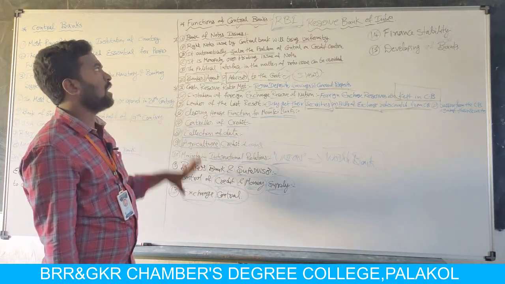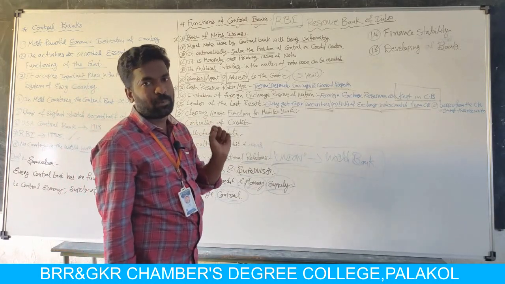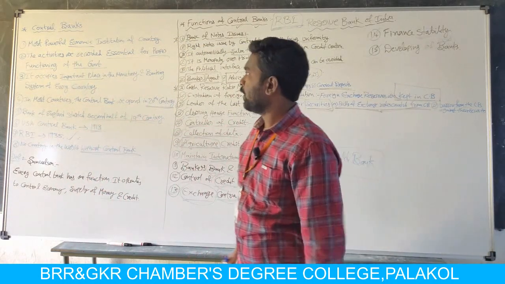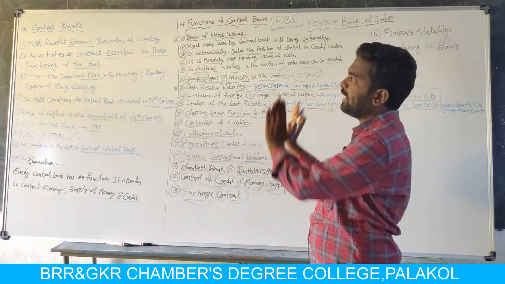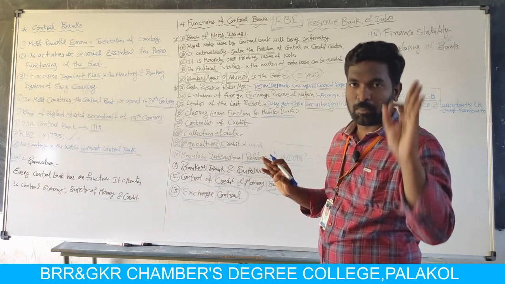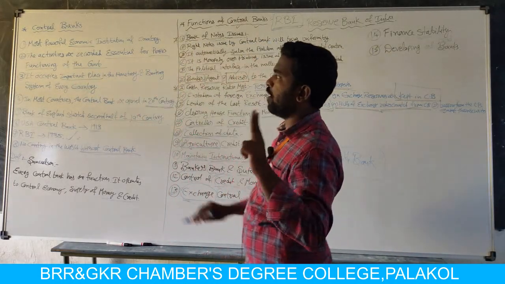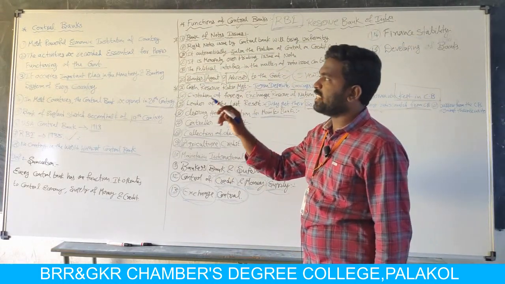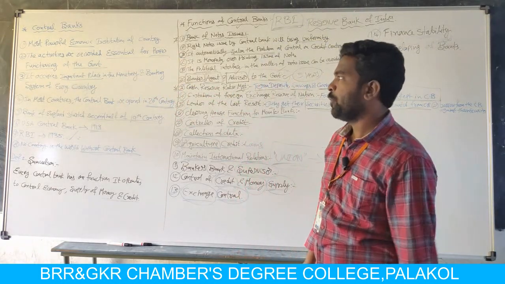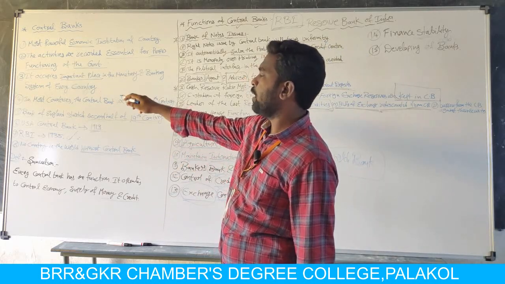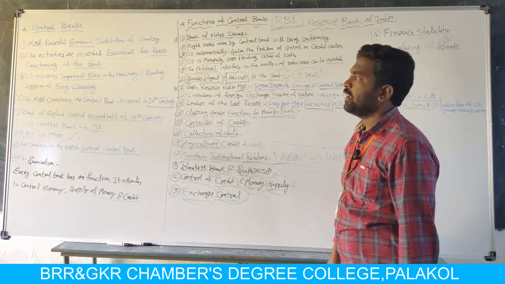So these 15 points are functions of central banks. Okay, just listen carefully. I repeat the key points from the start. First, what is a central bank? A central bank is one of the most powerful economic institutions of a country. That is the first thing. Second, its activities are regarded as essential for proper functioning of government. Third, it occupies an important place in the monetary and banking system of every country.